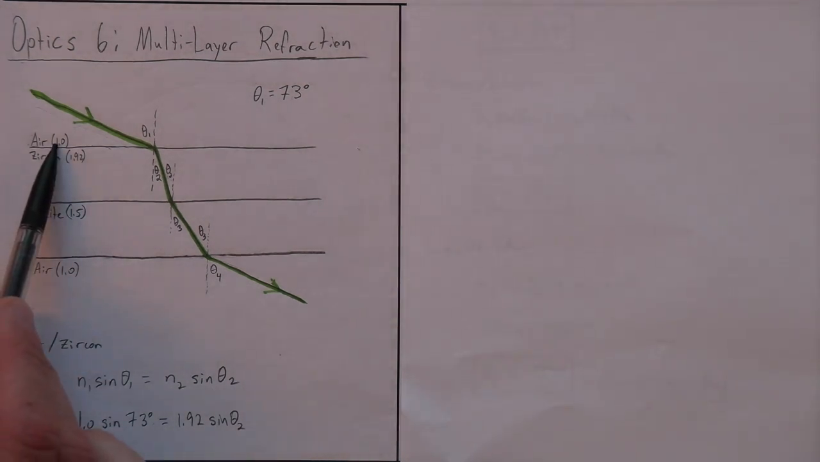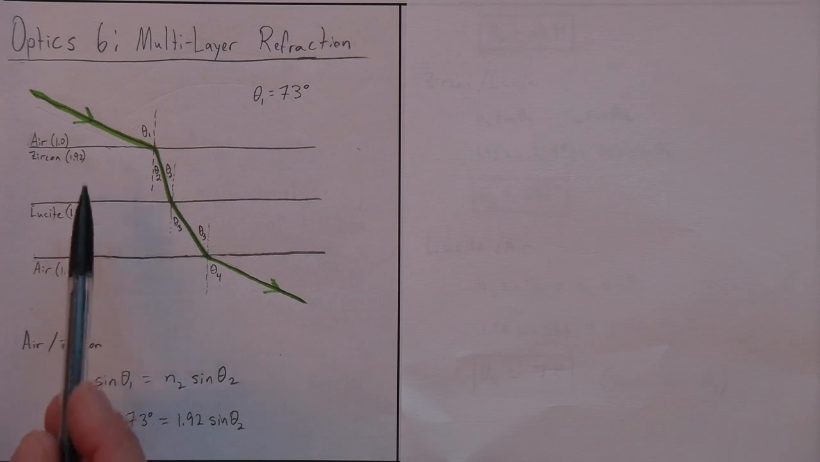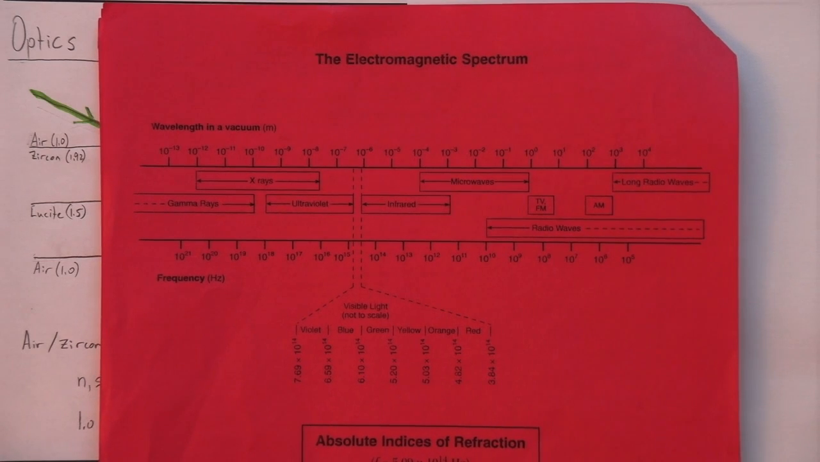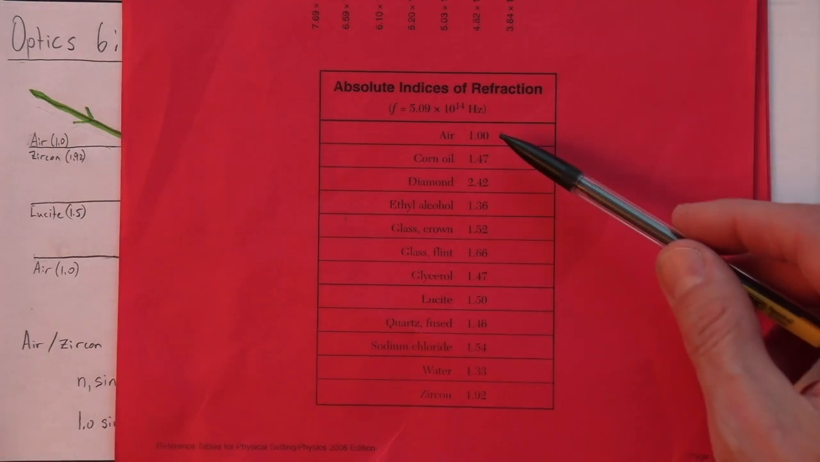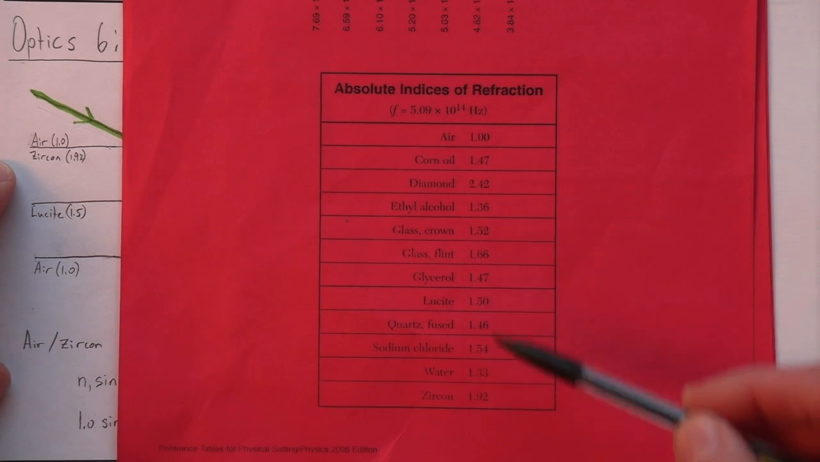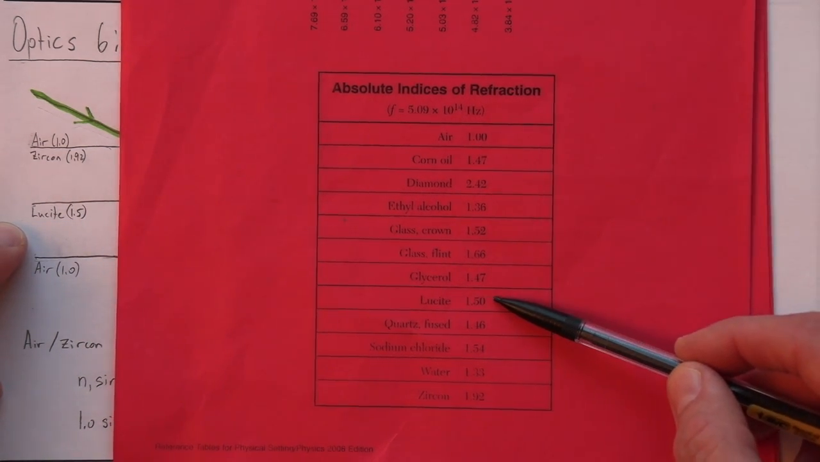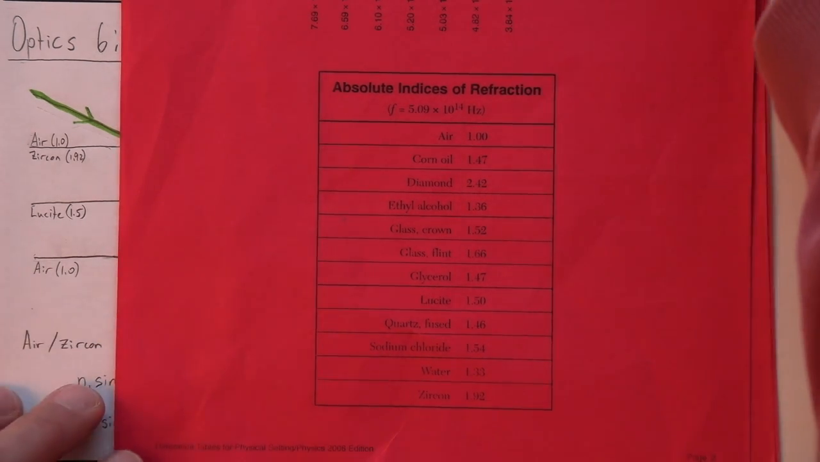I put the indices here for air, zircon, lucite, and air: 1, 1.92, 1.5, and 1.0. Again, those come from page 2 of the reference table. Underneath the electromagnetic spectrum, we have this table here, and we can see air's 1.0, zircon 1.92, lucite 1.5, air 1.0. So we get them off this table right here. Okay?